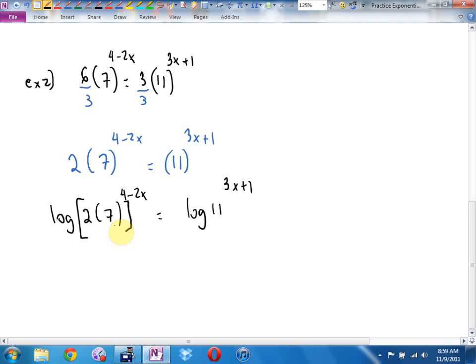What would I do here, Steph? I'll start calling names now. What did you say? It's multiplying? What's multiplying inside a log the same as? Where? Outside the log. So I'm going to go like this. Log 2 plus log 7 to the 4 minus 2x equals log of 11 to the 3x plus 1.